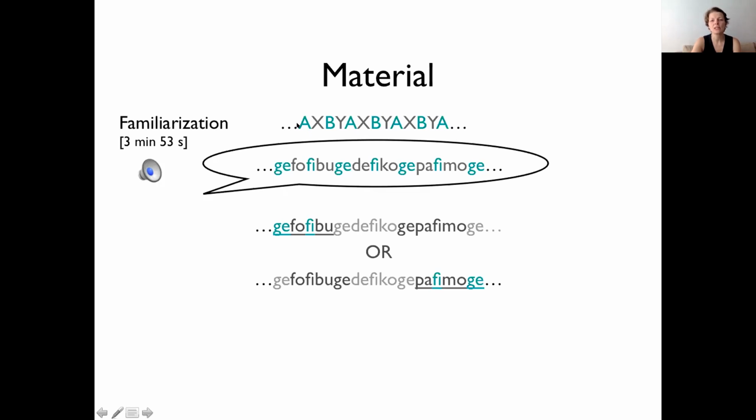You could say the basic unit is AXBY, so starting with ge, let's say, and you chunk it such that every time you encounter a ge, that is going to be the beginning of your unit. You could do the opposite. You could say, no, the basic unit is XBYA, XBYA. So it starts with an infrequent and ends in a frequent syllable. And so you chunk it that way.